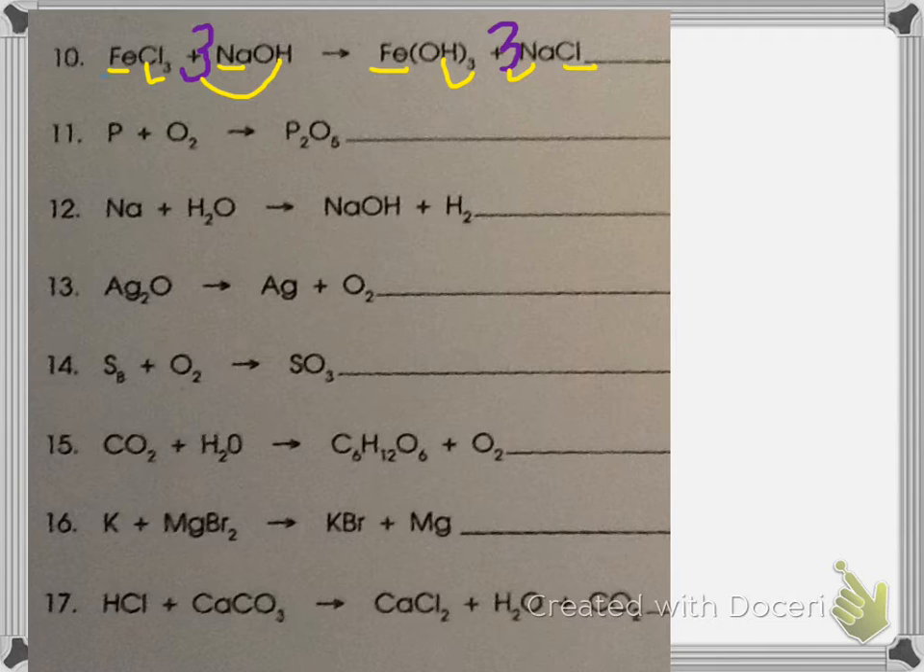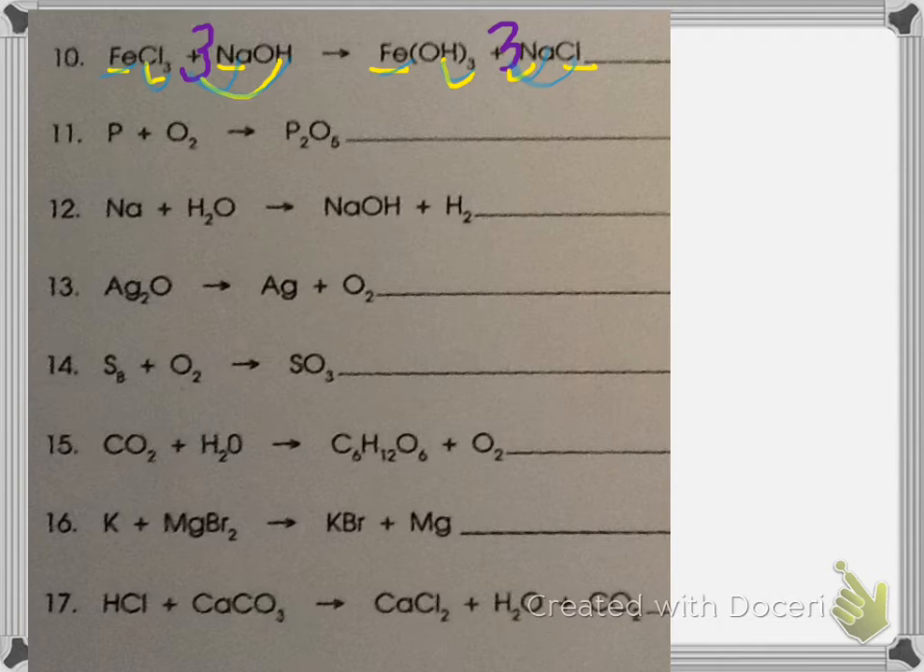I'll double check. 1 iron, 1 iron. 3 chlorines, 3 chlorines. 3 sodiums, 3 sodiums. 3 hydroxides, 3 hydroxides. It is properly balanced.